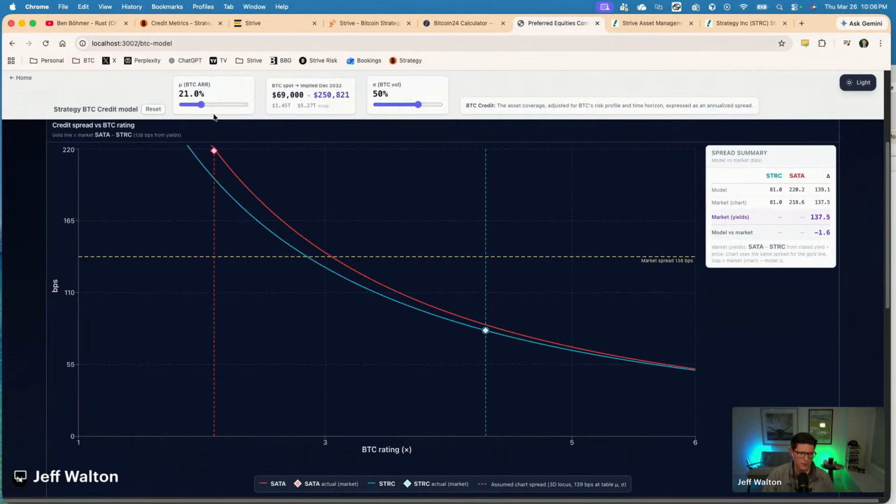BTC ARR, so if you assume Bitcoin compounds annually at 21% here into the future, or over the next 7 years, and has a vol of 50%, then this credit spread mathematically makes sense. The credit spread that the market is giving mathematically makes sense. You can see that over here in this table on the right. So that would show the model for STRC being 81 basis points of credit spread, and for SATA being 220 basis points of credit spread. You see the model to market is about zero. So I think that's fascinating, right?